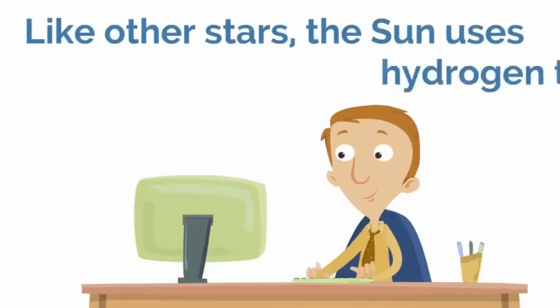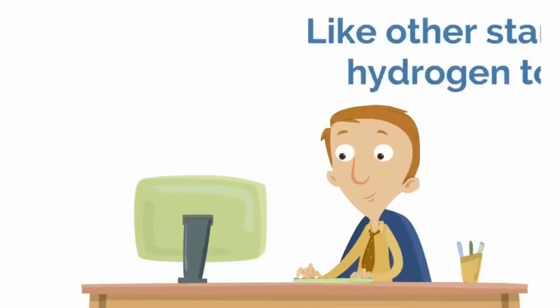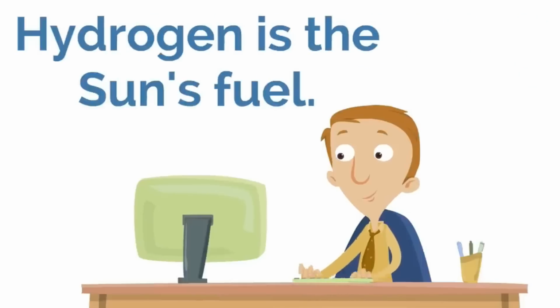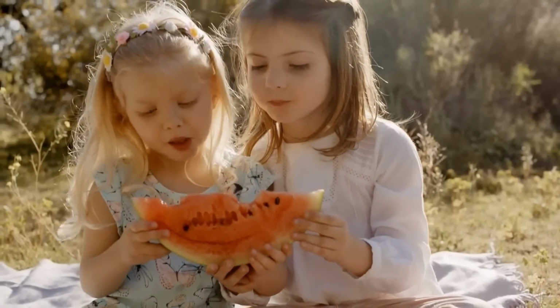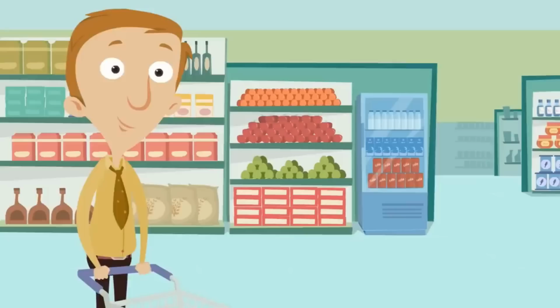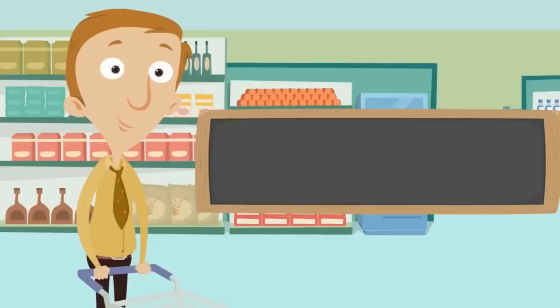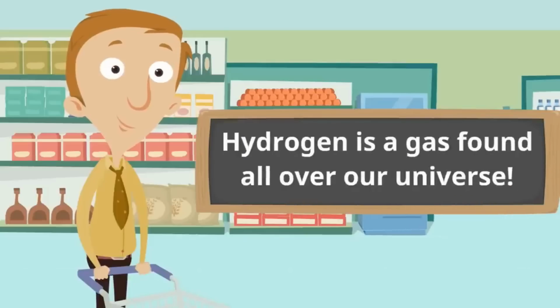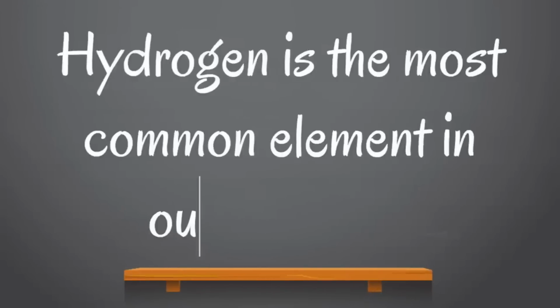Like other stars, the sun uses hydrogen to burn bright. Hydrogen is the sun's fuel, just like food is our fuel and gasoline is the fuel used by cars. If you're wondering what hydrogen is, it's a gas found all over our universe. It's hard to see because it doesn't have any color to it, but it's all over the place. In fact, hydrogen is the most common element in our universe. So stars use a gas called hydrogen as fuel.